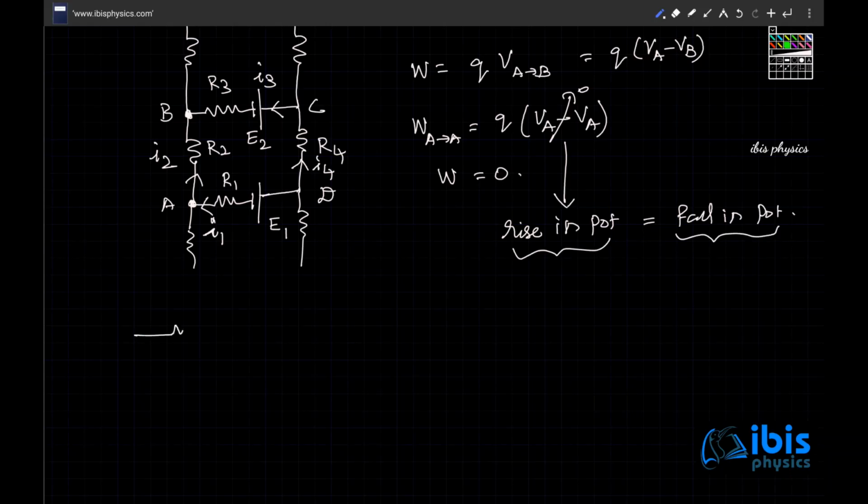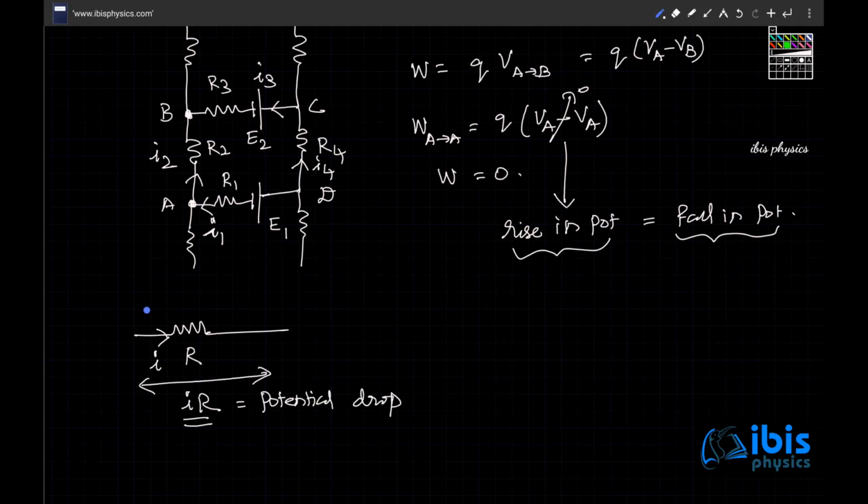Usually, if you take a resistor and the current flows in this direction, and the current is I, and the resistance is R, then the potential difference is I into R. But the point is, in the direction of flow of current, potential decreases. Usually IR is attributed to potential drop. So whenever you go along the direction of current through the resistor, the potential drops.